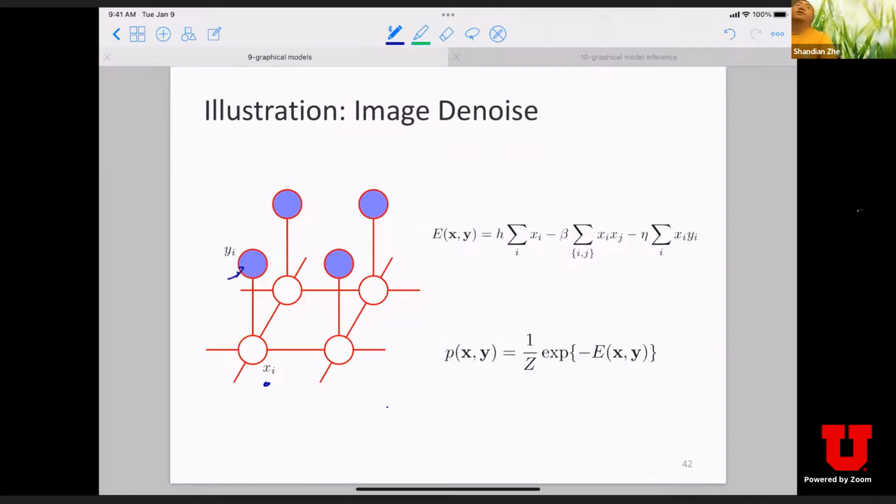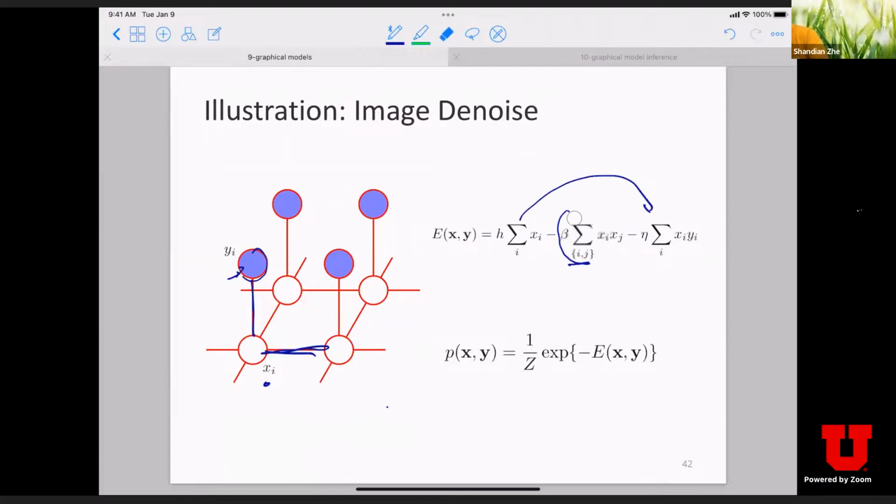According to the graph structure, we're going to define the potential function. So we have two types of maximum cliques. One is connections or edges between neighboring pixel xi's, and the other is between each ground truth pixel value and noise observation. So two types of edges, so we're going to define two potential functions. One is here, the other is here. Sorry, I put them out.